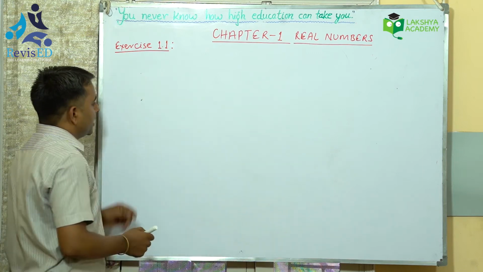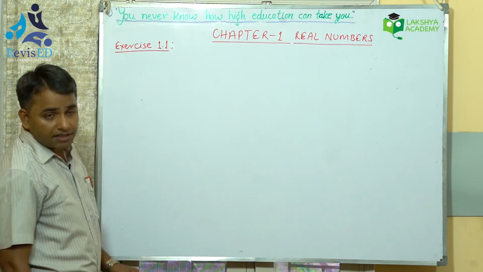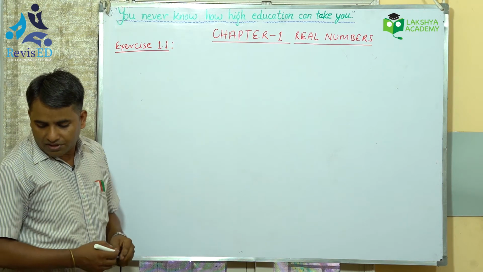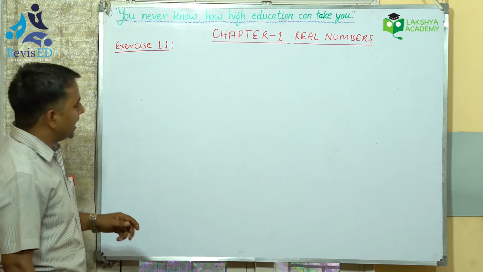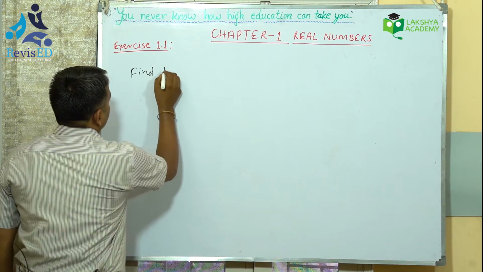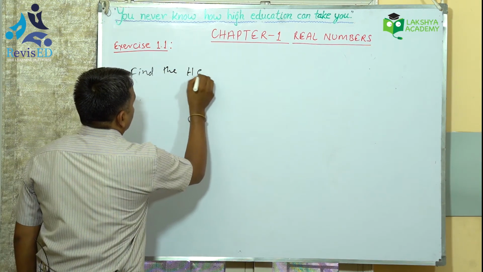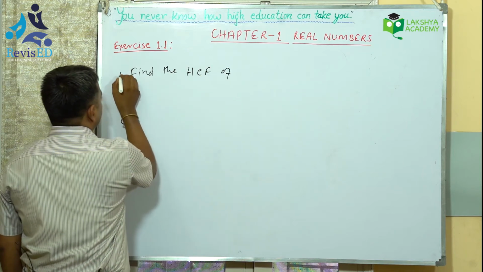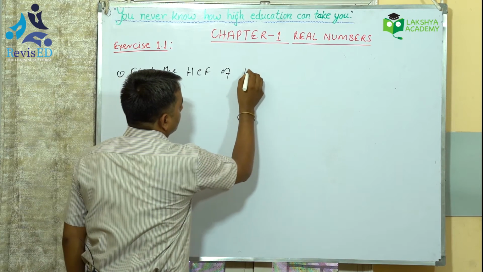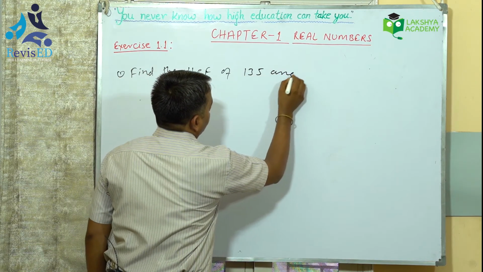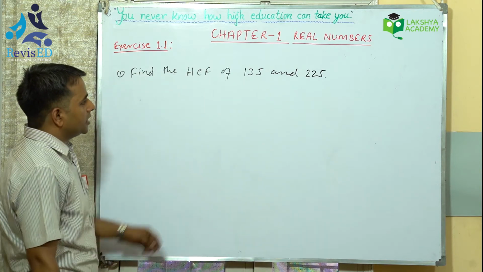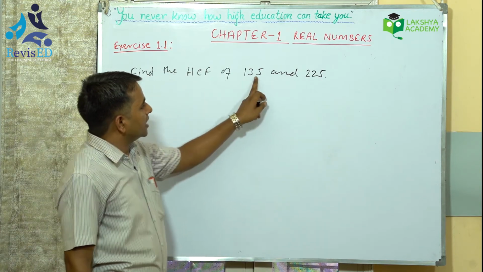Now we will solve some of the questions from our exercise 1.1. First, use Euclid's division algorithm to find the HCF of 135 and 225. Again see, 225 is greater than 135.